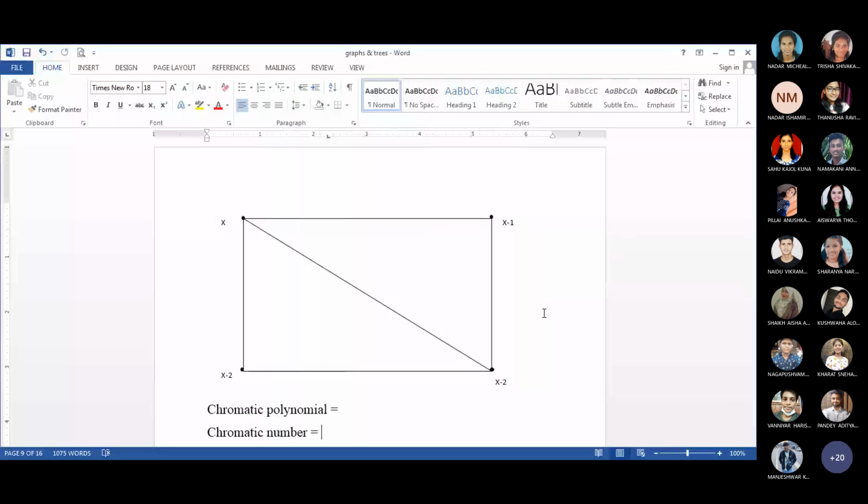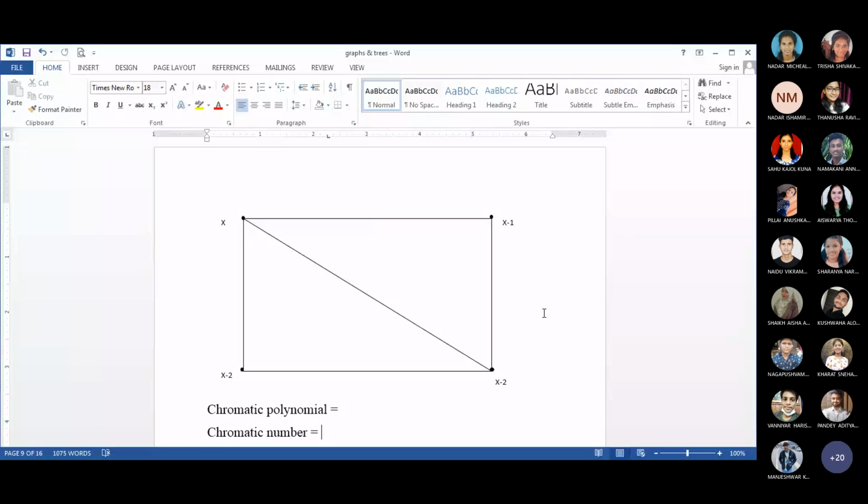So we have to obtain the chromatic polynomial and chromatic number of the graph. For the chromatic polynomial, the first vertex we color with x colors, that means for the first vertex we have x possibilities. Again I repeat, x minus 1, x minus 2 does not represent any color. It just represents the number of possibilities.